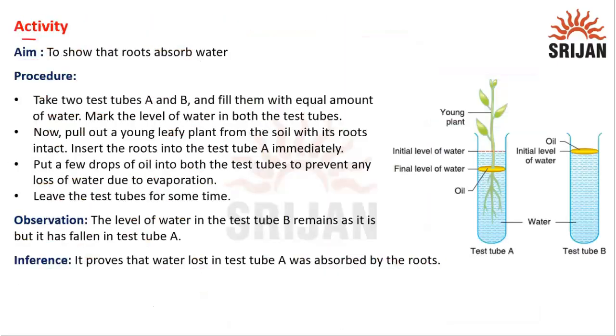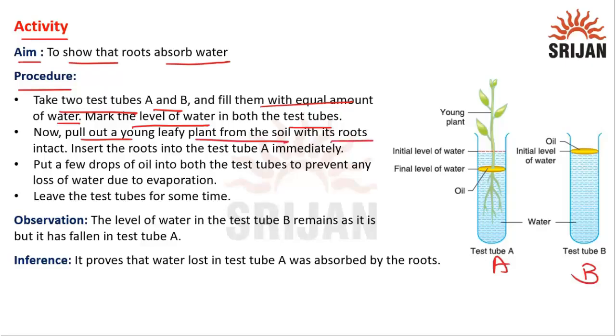Now let's perform an activity. The aim of the activity is to show that roots absorb water. Now what is the procedure? Take two test tubes A and B. This is A and this is B, and fill them with an equal amount of water. Mark the level of water in both the test tubes. Now pull out a young leafy plant from the soil with its roots intact.